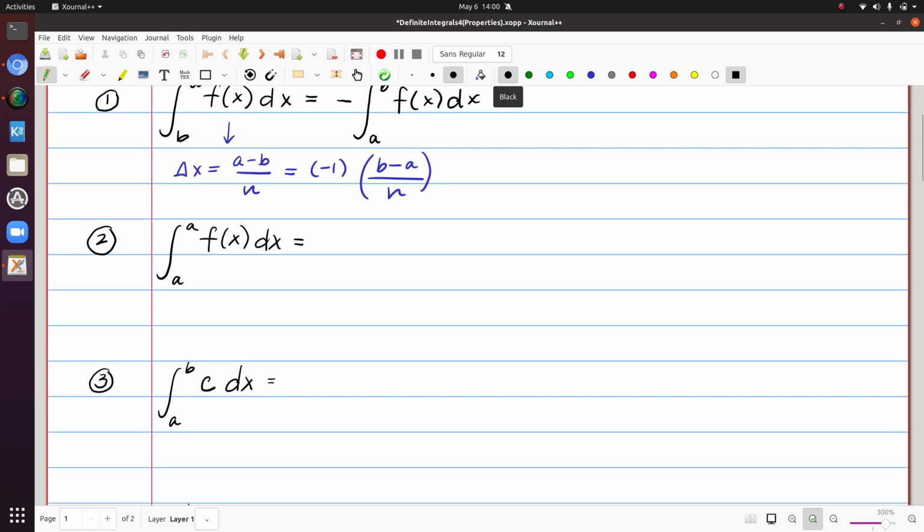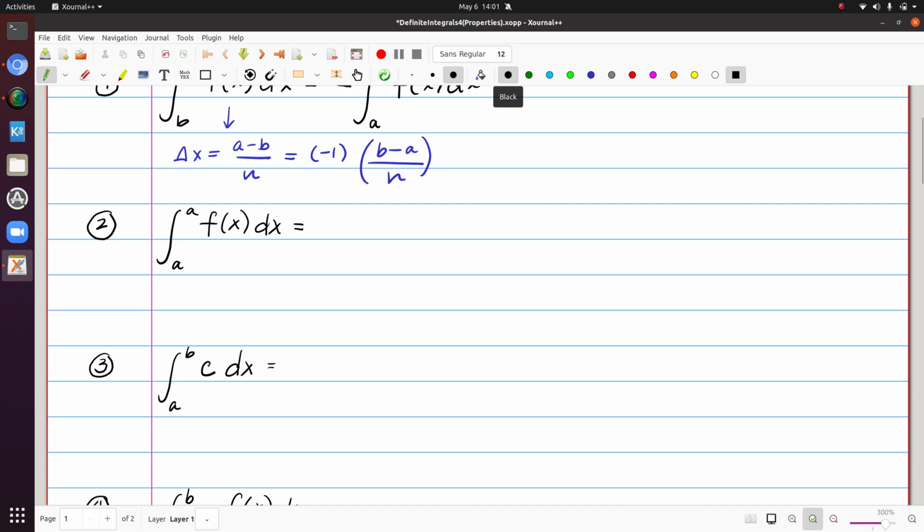If I integrate from a to a, so anytime you integrate from a particular value to that same value, you'll always get 0. Geometrically, you can think about that as the area of a line. And again, thinking about our definition, if you were computing delta x, you would get a minus a over n, which of course is 0.